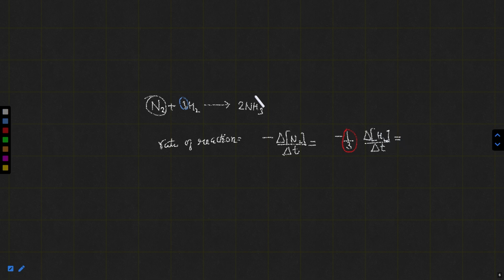Now what would be this for ammonia? Since we have a coefficient of 2 against this NH3, we will again take the reciprocal of that 2, that would be 1 by 2, and since we are dealing with a product, we will have a positive sign, change in concentration of NH3 divided by delta T. So this is our equation for this ammonia formation.